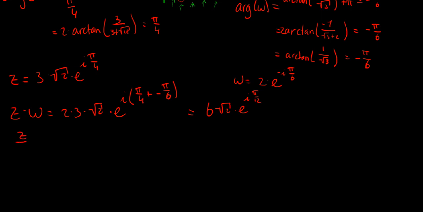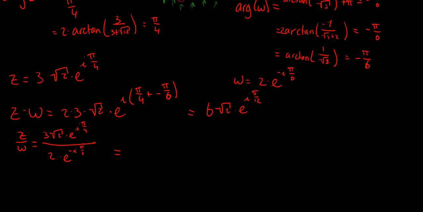What if you want to divide? Well, recall if you want to divide with Cartesian numbers, it would actually be a hassle. You have to multiply with the complex conjugate and everything. Well, right now, all we have to do is write down, so 3 square root of 2 times e to the power I pi divided by 4 divided by 2 times e to the power minus I pi divided by 6. And if you divide two powers, it's actually just subtracting them.